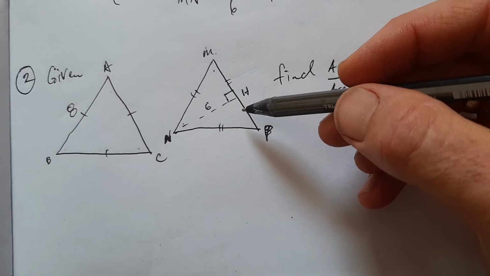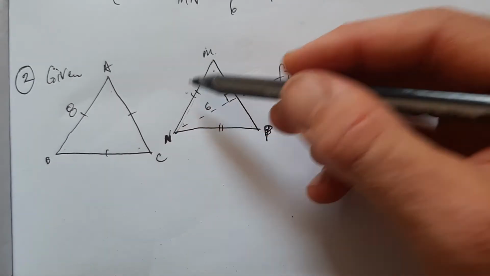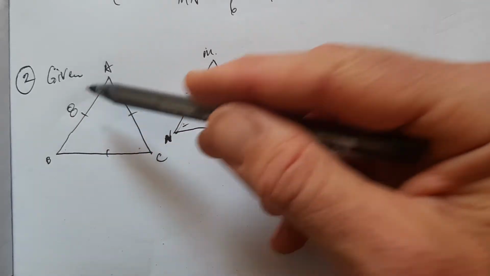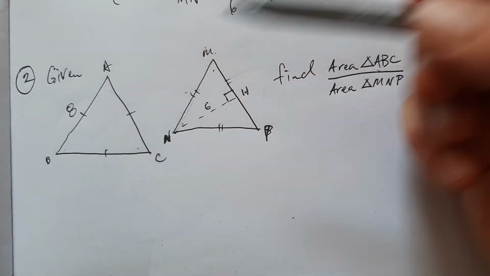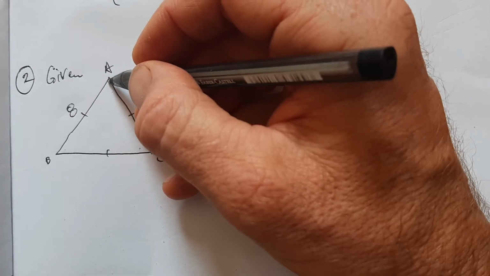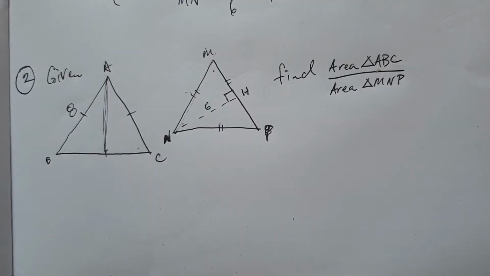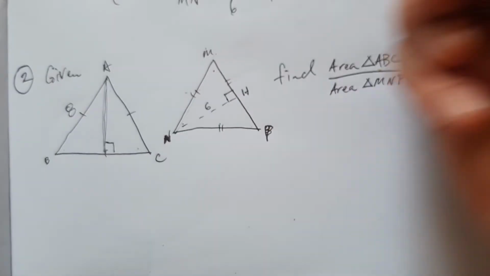So we either need to find the length of the side of this one and compare it with the 8, right, to get our ratio of perimeters, or we can drop this down and find the altitude of this one and then find the ratio.